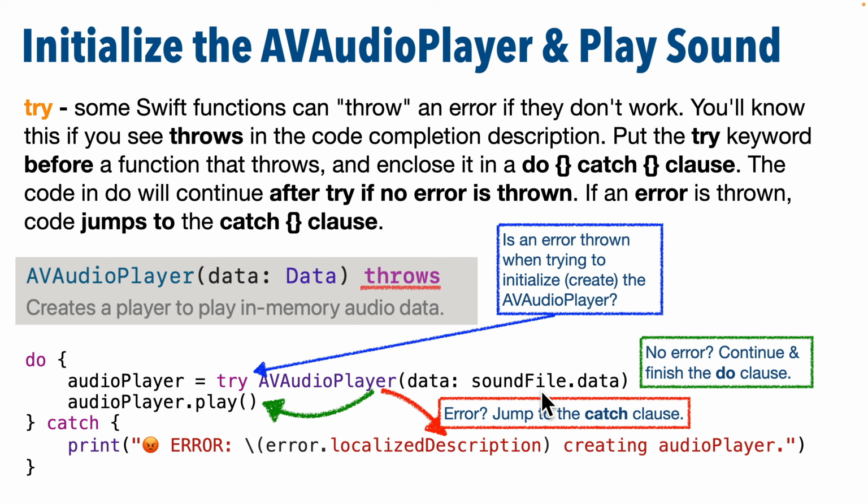So sound file has more stuff than just data. It might include information on the file type, for example, but we just want the data part of that file. So to get at that, we just say sound file.data.